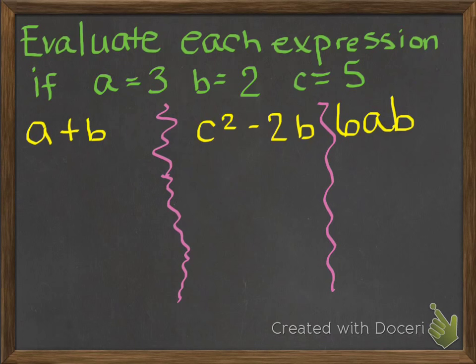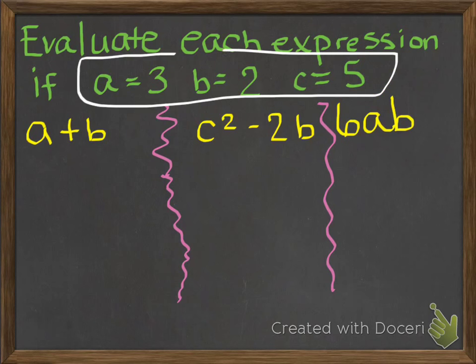For the evaluate each expression using the information they give you here, you will have 4 of these problems on your quiz. So I've just given you an example here, and this should cover most of what you're going to see on the quiz. It says evaluate each expression if A equals 3, B equals 2, and C equals 5. So I'm going to put a box around these values here because these are going to be the values that you plug in. Now, when I see this, I'm going to expect you to write the original problem.